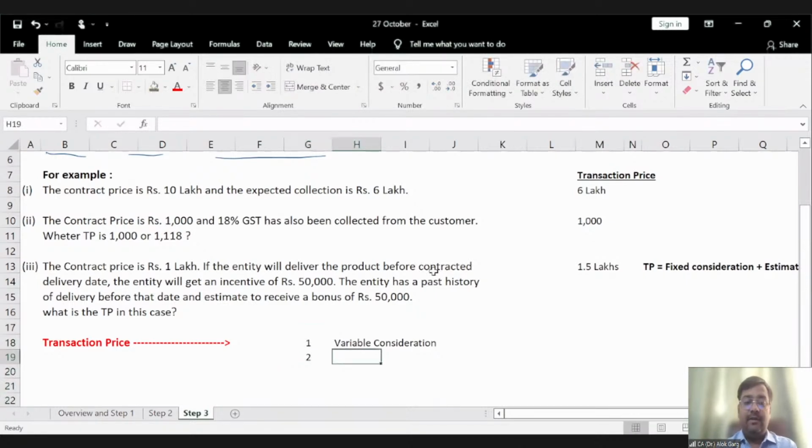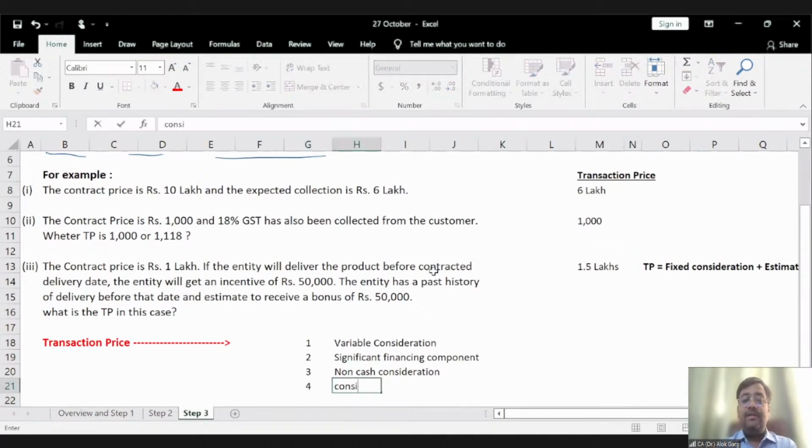Second, significant financing component. Third, non-cash consideration. Fourth, consideration payable to a customer, where the entity is paying to the customer. We will discuss this aspect also.